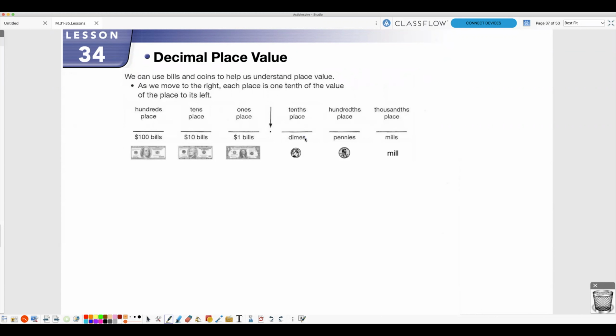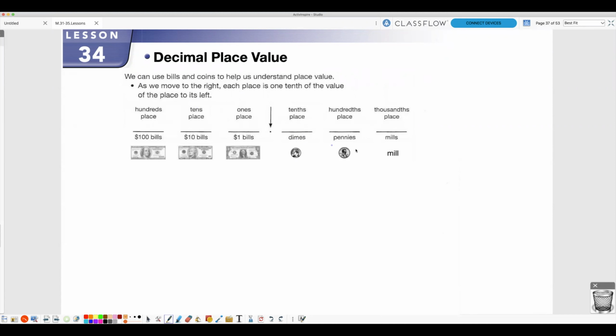This is lesson 34, decimal place value. We can use bills and coins to help us understand place value. As we move to the right, each place is 1/10 of the value of the place to its left.